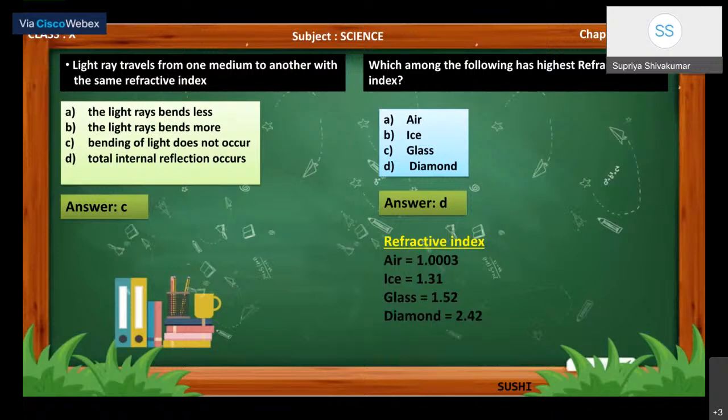Moving further, I have given you the refractive index there. So diamond has a refractive index greater. So therefore, the answer is option D.